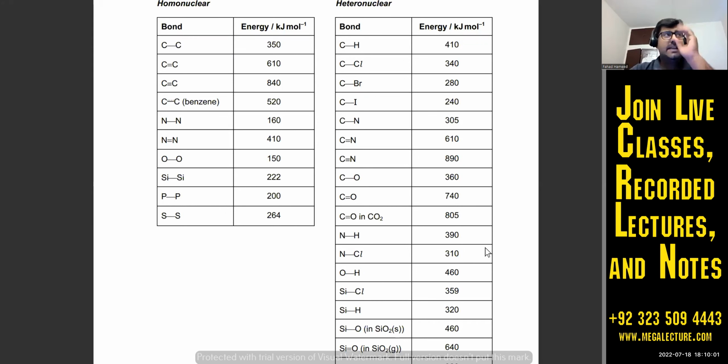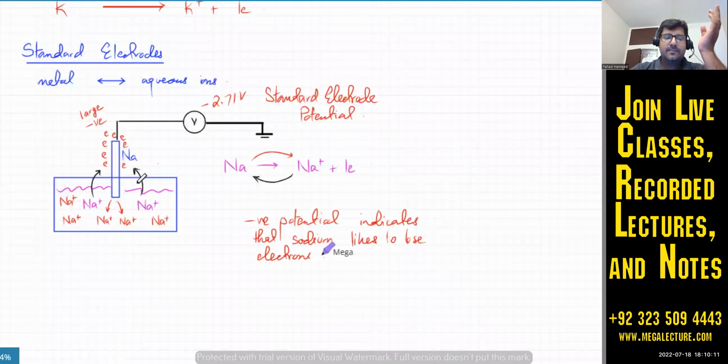Can somebody answer? Will potassium be more negative compared to sodium or less negative? If I replaced this with a potassium electrode, will potassium produce even more electrons? Will there be even more negative charge on this metallic rod or not? So potassium will be more negative, right? Are we clear, Seep, Anisha?